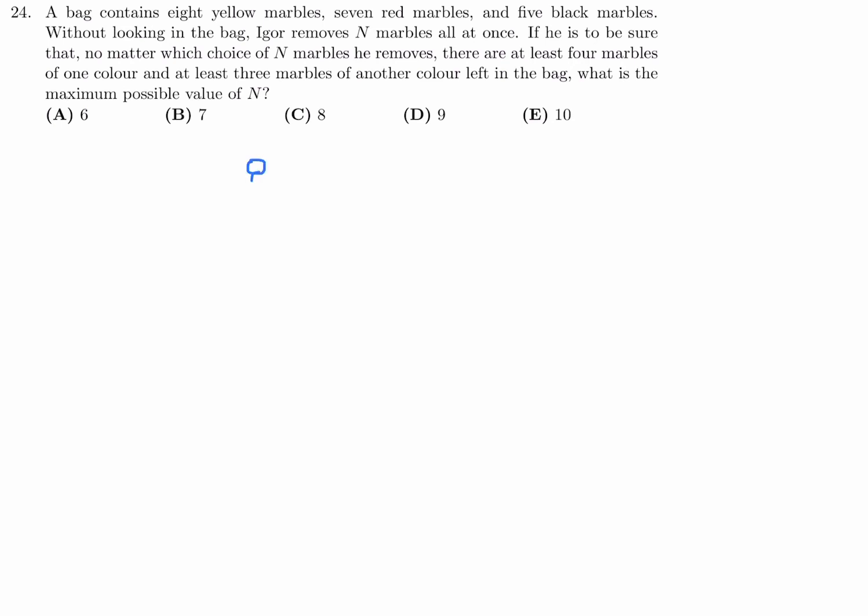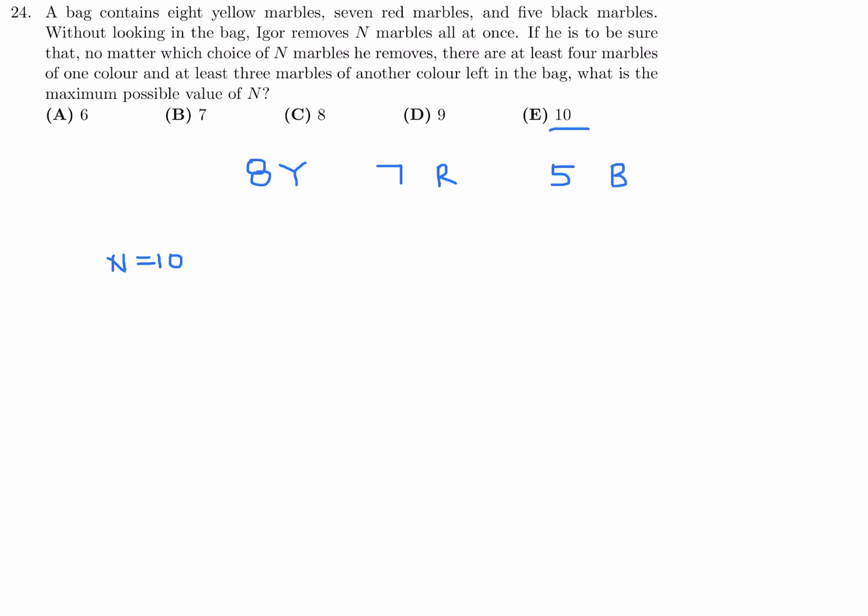So we start off with 8 yellow, 7 red, and 5 black. So let's go through the answer choices and see what is the maximum. So we want the maximum, right? So let's start with the maximum of the answer choices, which is 10. Let's say n is equal to 10, and let's create a scenario for this that does not work. And if it does not work, we cross it off.